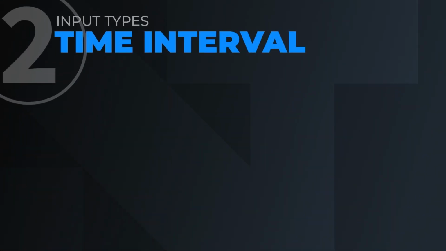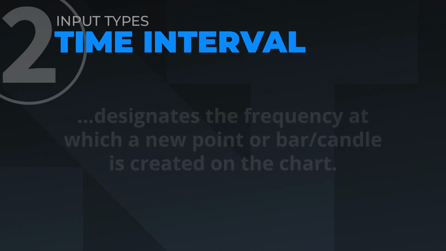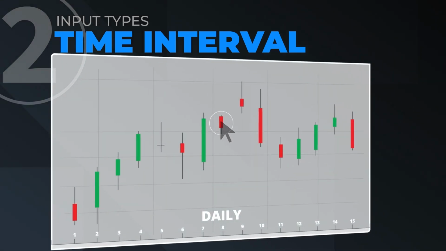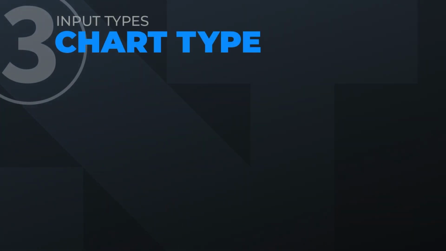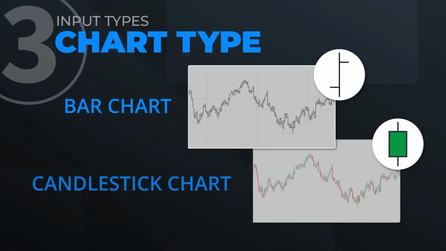The time interval designates the frequency at which a new point or bar/candle is created on the chart. A daily chart creates a new interval with a new trading day, whereas a 10-minute chart creates a new interval every 10 minutes. It is assumed that the data contained in the interval represents all trading data for the interval. The chart type serves as the template for how the data is displayed. A bar or candlestick chart is the most common type of chart for traders.